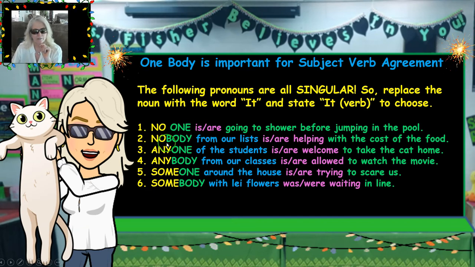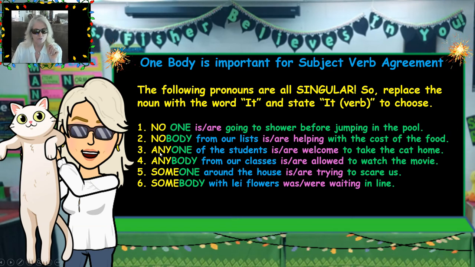But now when you look at a sentence like the second one, nobody from our lists, lists are plural, so you would normally say lists are, not lists is. But because we started with nobody, and then we had this prepositional phrase following it, all of these have a prepositional phrase following it, right? From, of, from, around, with, and they all have objects: this, student, classes, house, flowers. Because of that, we look at this pronoun reference in the beginning, nobody, and we know that it's singular. It doesn't matter what's in the prepositional phrase. You can delete the prepositional phrase from the sentence, and you just say nobody is or are helping with the cost of food. It would be nobody is.